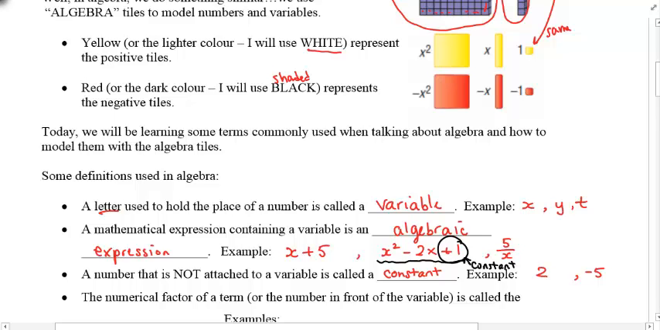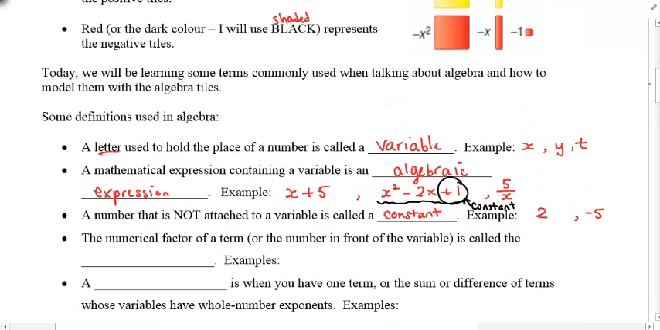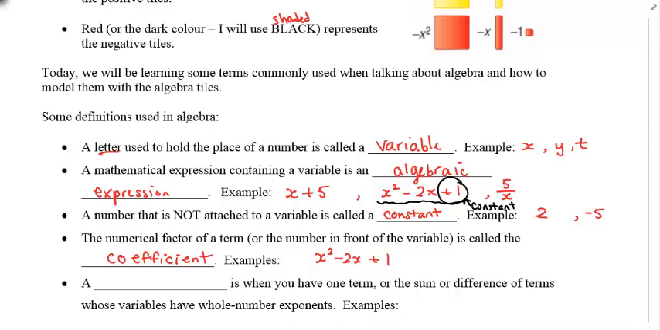Okay? Now the numerical factor of a term, or the number in front of a variable, has a special name too. It's called the coefficient. C-O-E-F-F-I-C-I-E-N-T. The coefficient. So here, if I gave you that expression again, the coefficient would be the numerical number in front of the variable. So here's your variable x. Numerical number in front would be the negative 2. That's a coefficient. In this case, the x squared, the number in front is a 1. So that 1 is also the coefficient.